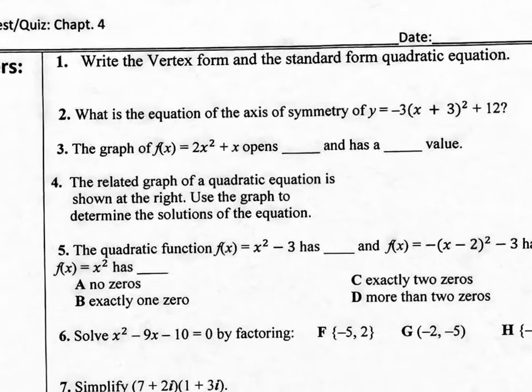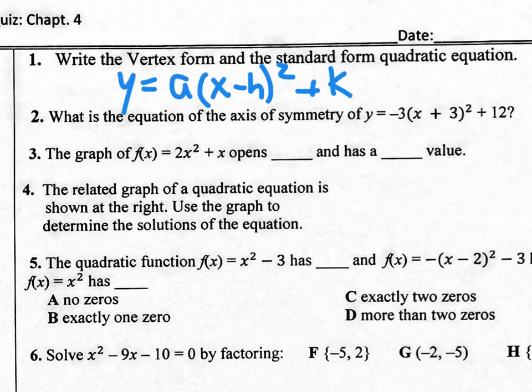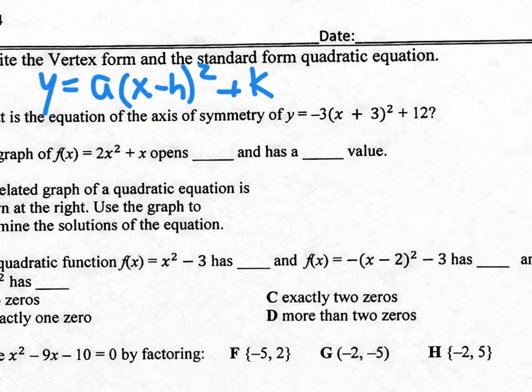So number one, what you need to know for number one, you need to know the vertex form and standard form. So what's vertex form? It is y equals a parentheses x minus h squared plus k. Now what is standard form? Well, for standard form, let me write it over here in red. And there is your standard form equation. So question one is either going to be vertex form or standard form. Make sure you know both.